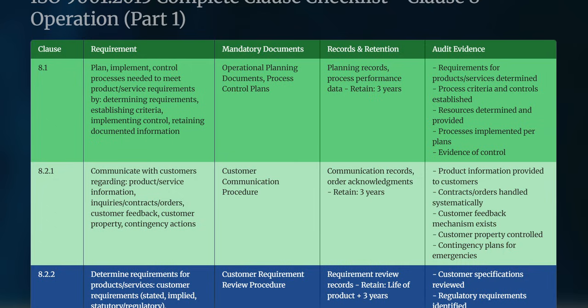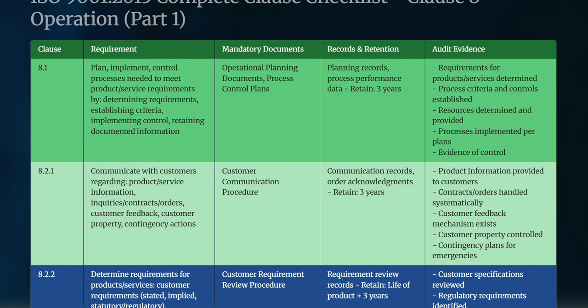criteria, implementing controls, and retaining the documented information. The documents required here: you need to have operational planning documents and process control plans. And you need to have planning records and process information data and retain them for 3 years. Examples of those requirements that you can present as audit evidence: first, requirements for product or service must be determined, and the process criteria and controls must be established, and the resources must be determined and provided, and the processes must be implemented per plans with evidence of control. Those are the examples that you can present to the auditor as evidence.